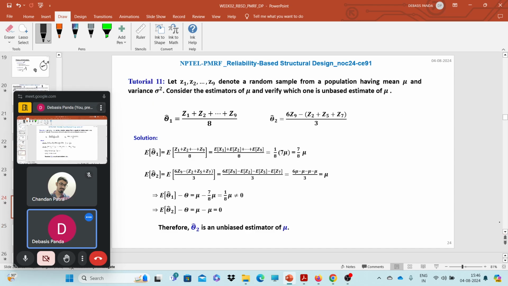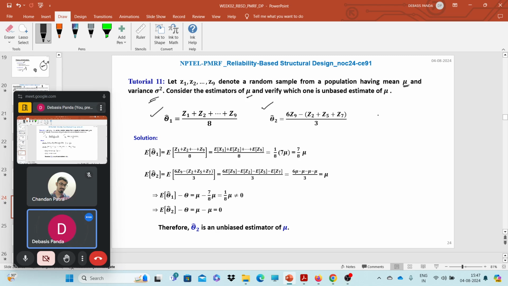Okay. Now let's solve one more problem. Here we have Z1, Z2 to Z9. These are random samples from a population having mean mu and variance sigma square. So we have samples Z1, Z2 to Z9 drawn from a population that has 2 parameters, mean and variance. Now consider the estimators of mu, that means the mean, and verify which one is an unbiased estimator of mu. Here 2 estimators are given, theta1 and theta2. You need to find which one is the unbiased estimator for the mean only.